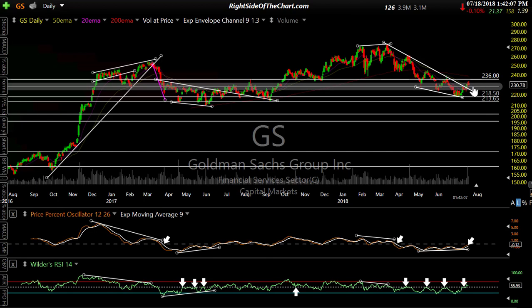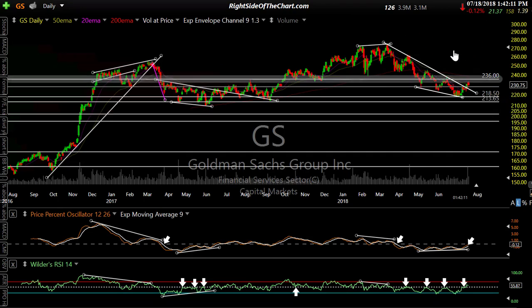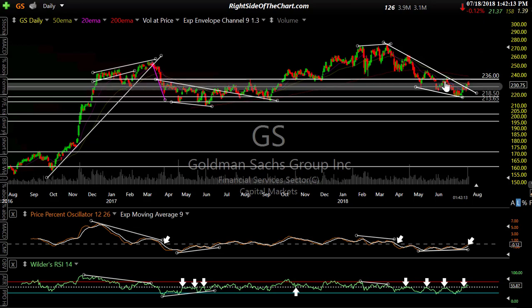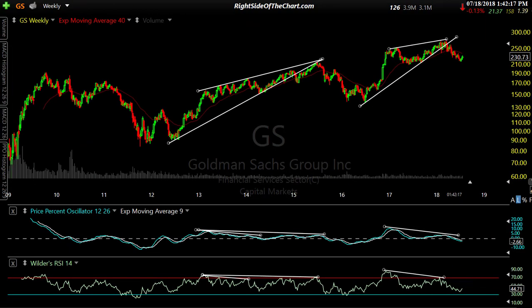GS, Goldman Sachs, again, one of the financials I mentioned being bullish on lately, or bullish on the sector. I don't even think I covered this chart, but there it is, bullish falling wedge right there. Breakout recently, but it has resistance. But then the bigger picture is this.